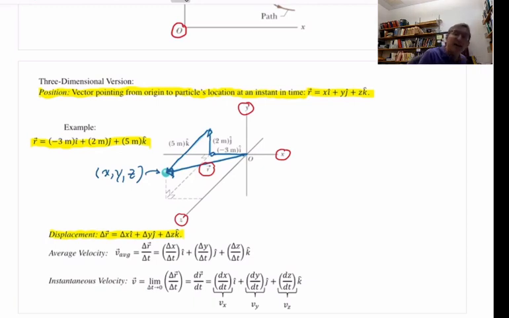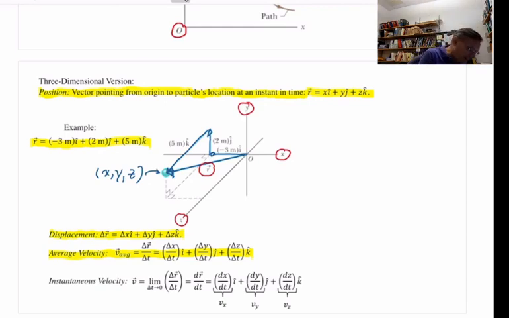Then how do you calculate the average velocity of the particle? Let's say the displacement delta r occurs in a time interval delta t. Then just take delta r arrow divided by delta t. And in unit vector notation, that just means take delta x divided by delta t times I hat, plus delta y divided by delta t times j hat, plus delta z divided by delta t times k hat.